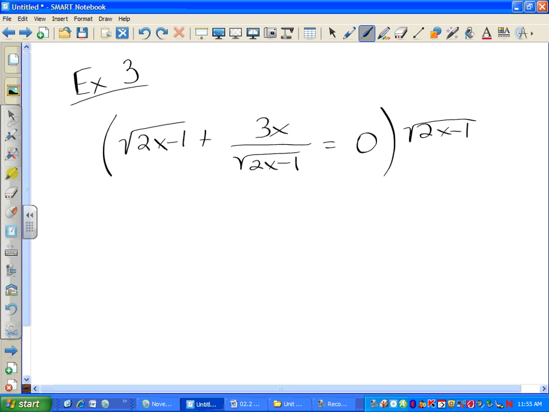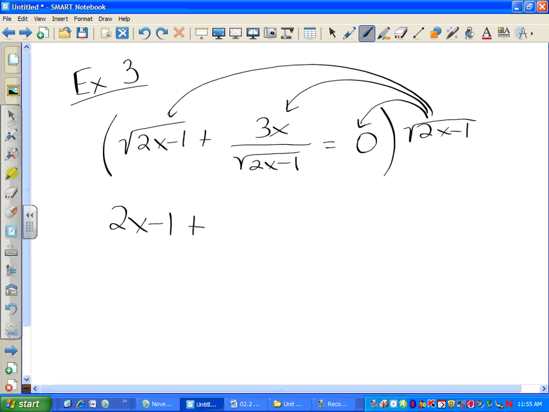When I do that, now I'm not going to show my work as meticulous this time. I'm going to distribute to here, here, and here. What happens when I do my first distribution of the square root of 2x minus 1 times the square root of 2x minus 1? It's just 2x minus 1.